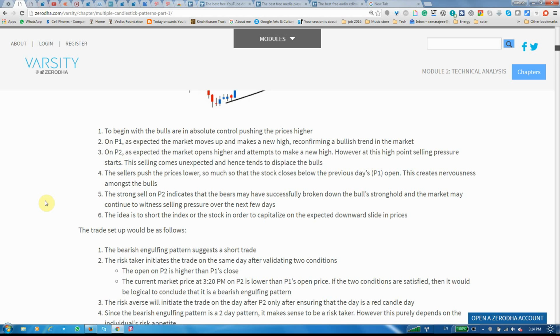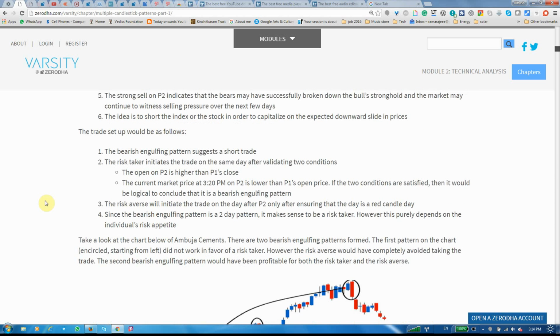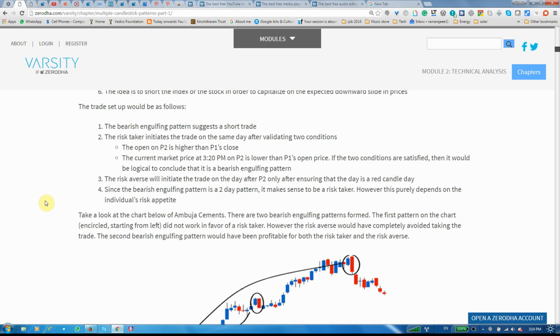The idea is to short the index or the stock in order to capitalize on the expected downward slide in prices. The trade setup would be as follows. The bearish engulfing pattern suggests a short trade. The risk-taker initiates the trade on the same day after validating two conditions. The open on P2 is higher than P1's close. The current market price at 3:20 p.m. on P2 is lower than P1's open price. If the two conditions are satisfied, then it would be logical to conclude that it is a bearish engulfing pattern.